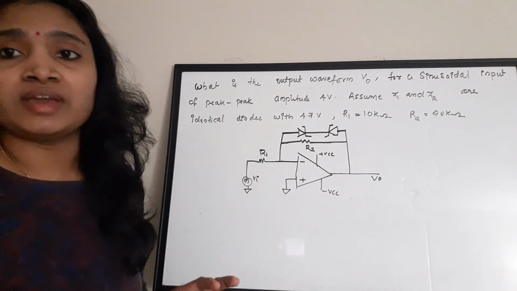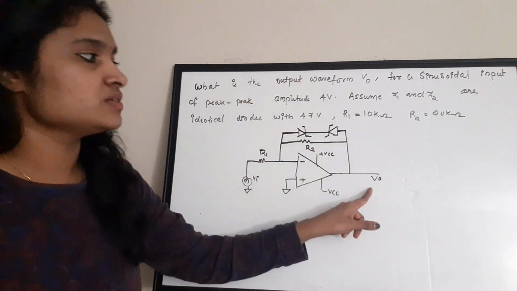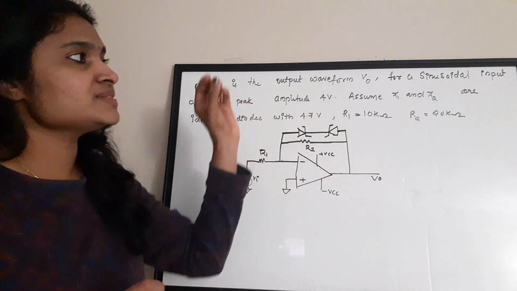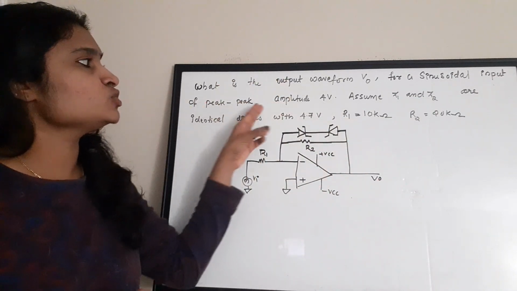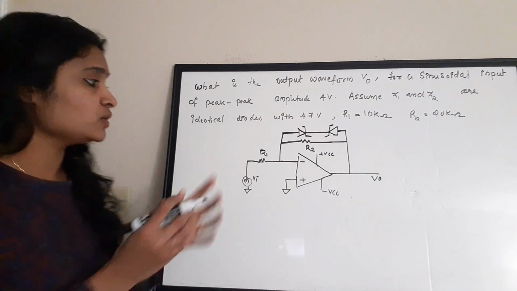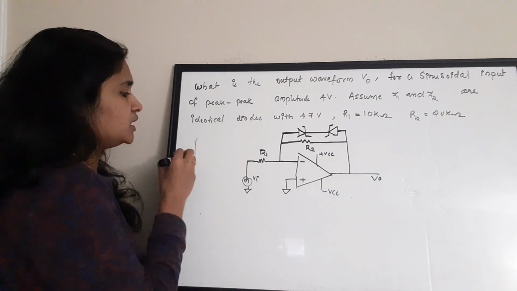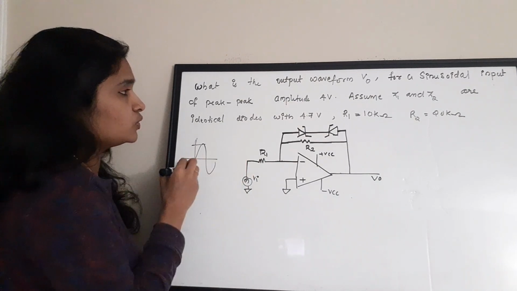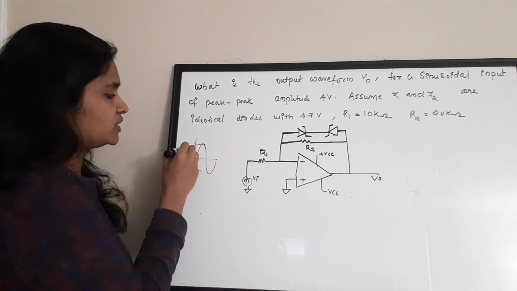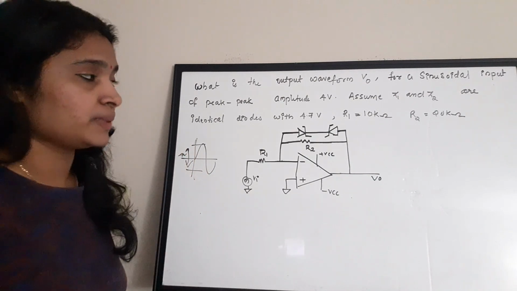What is the output waveform V0, that is V out, for a sinusoidal input of peak to peak amplitude 4 volt? That is, we are going to give a sinusoidal input of amplitude 4 volt. Okay, so the peak to peak voltage is 4 volt. We are going to apply it.